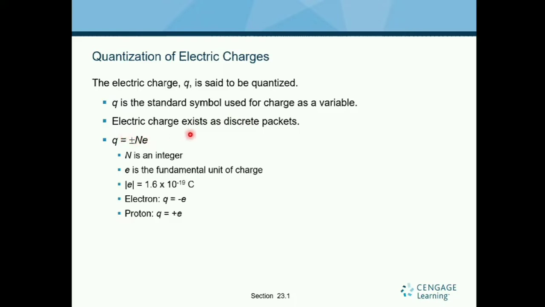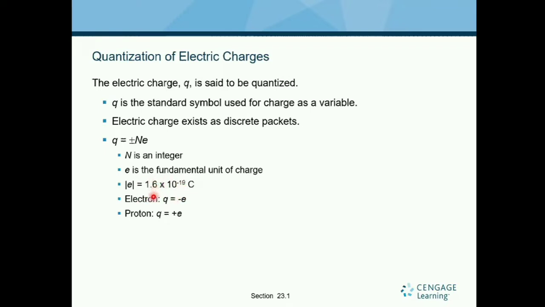Electric charge exists as discrete packets. If we have an object with an electric charge of Q, then Q is an integer times the charge of one electron. So basically it's n times the fundamental unit of charge, which is the charge of an electron. So what's this fundamental unit of charge? It's 1.6 times 10 to the negative 19th coulomb.